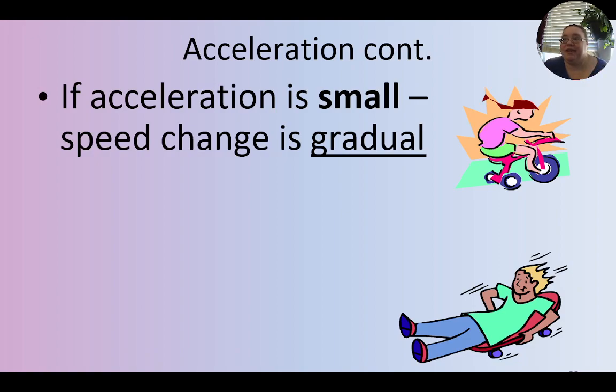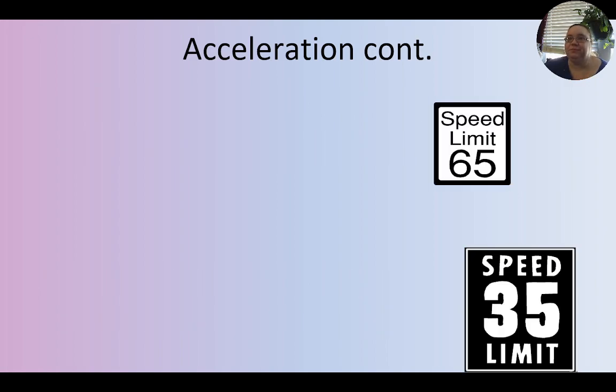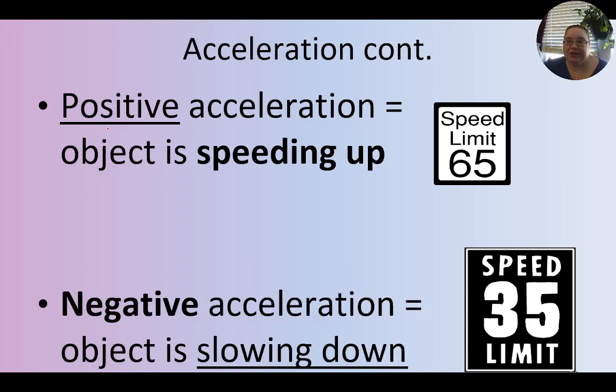Now we can have a small acceleration that's a gradual change in our speed, or we can have a rapid or large change in speed. So positive acceleration, as I said, is an object speeding up. Negative acceleration is an object slowing down. So yes, you will deal with negative numbers in physical science.